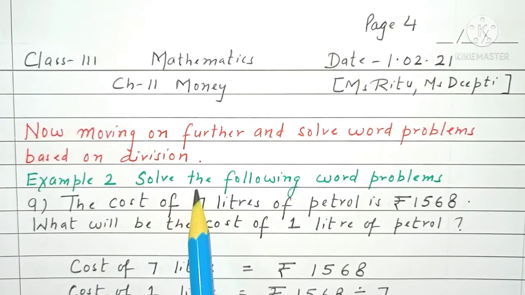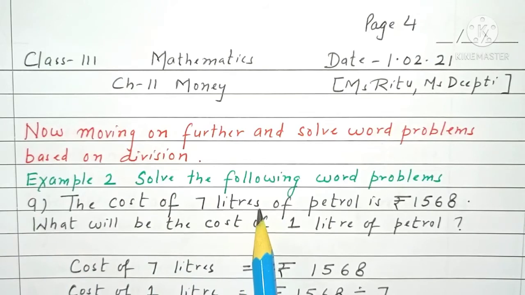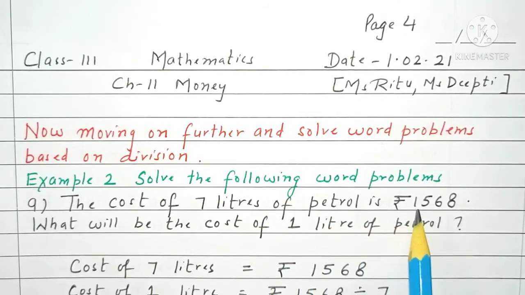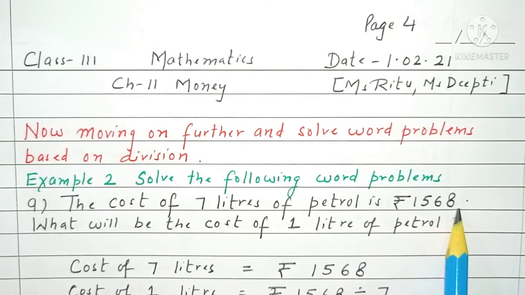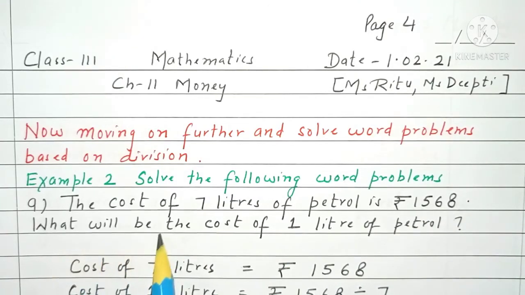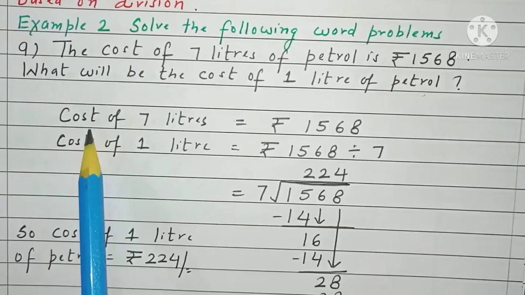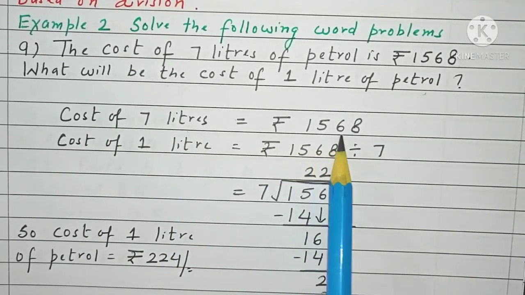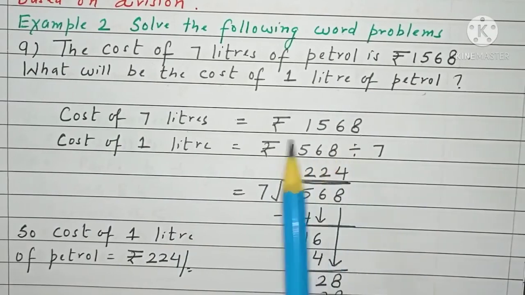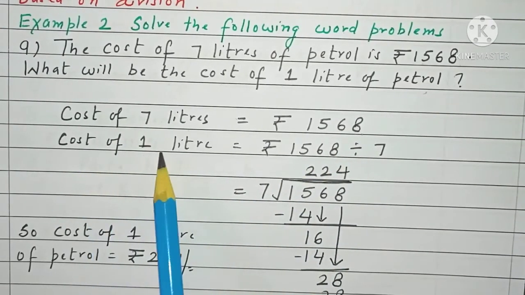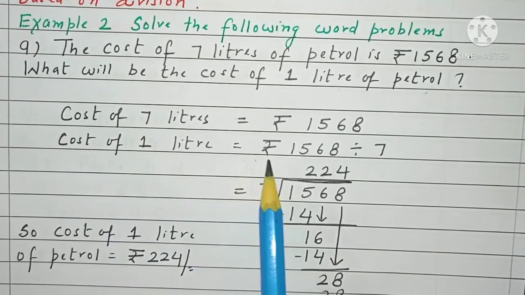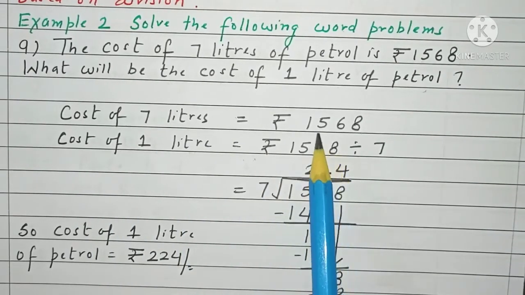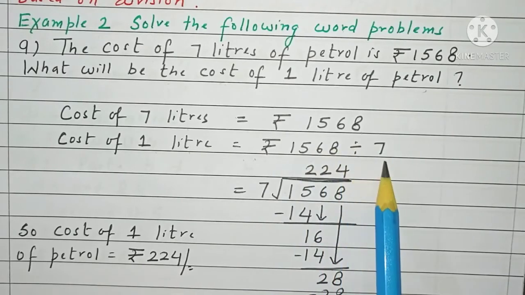So, if we are solving these word problems, the A part is: the cost of 7 liters of petrol is rupees 1568, and we have to calculate the cost of 1 liter of petrol. Cost of 7 liters of petrol is rupees 1568, and we need to calculate the cost of 1 liter. So what we'll be doing? We'll be dividing the cost, that is 1568, by 7.